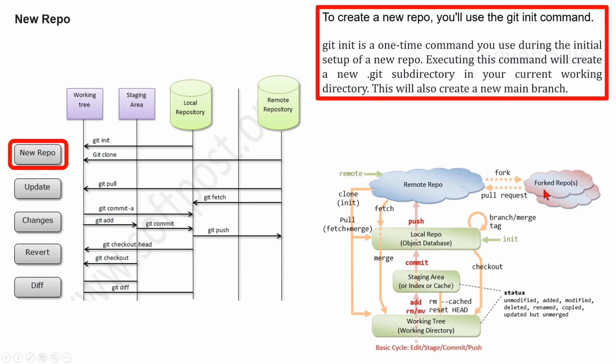Here you can see the fork repository, and remote repository interacts with fork repository. A fork is passed from remote repository to a fork repository. Pull request is passed from the fork repository to remote repository. Remote is moving to remote repository.